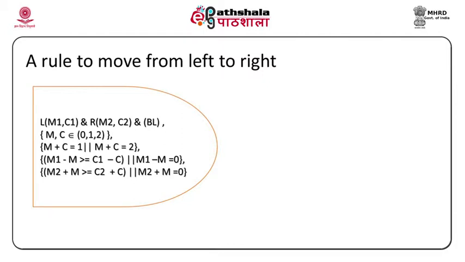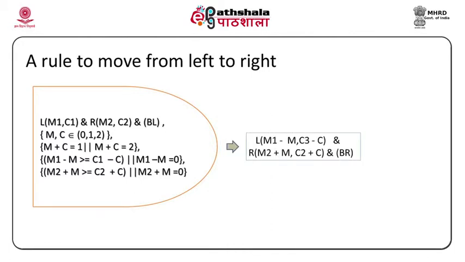L M1 C1 and R M2 C2 and BL. What does that mean? It says that M1 number of missionaries and C1 number of cannibals are on the left hand side of the river, M2 number of missionaries and C2 number of cannibals on the right hand side of the river, and the boat is on the left side. Now, that is my initial state.